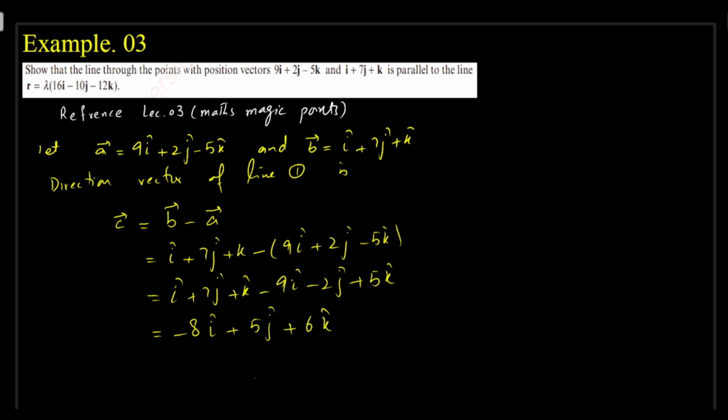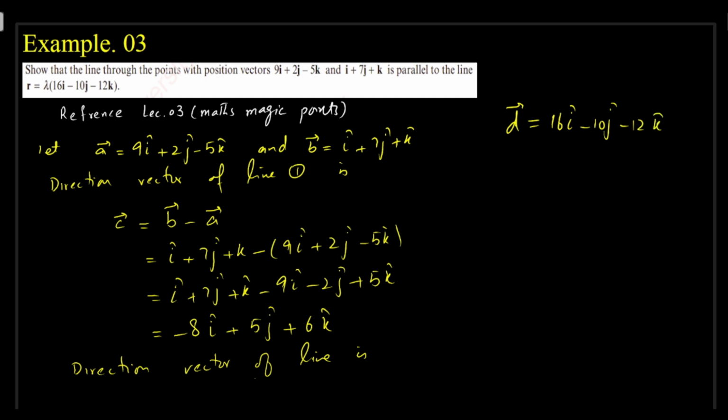Okay, well, and the direction vector of the second line is, since the second line is given in the form r vector equals a vector plus scalar times direction vector, we can directly state the direction vector of the second line, that is, say d vector equals 16i unit vector minus 10j unit vector minus 12k unit vector.